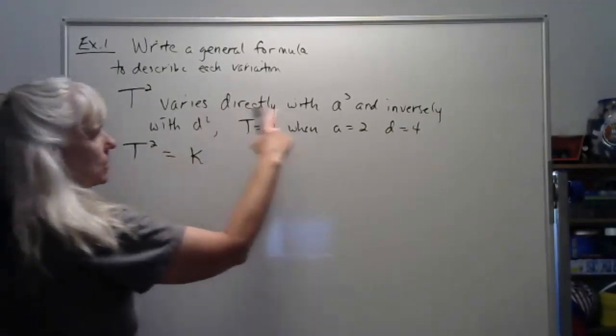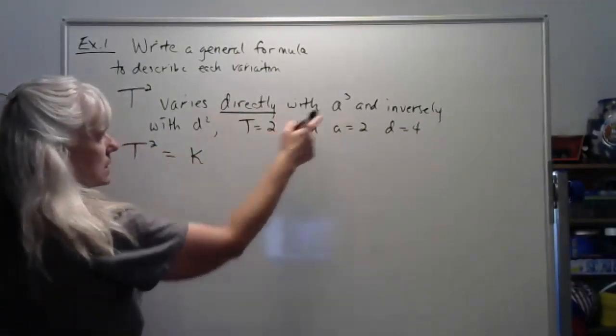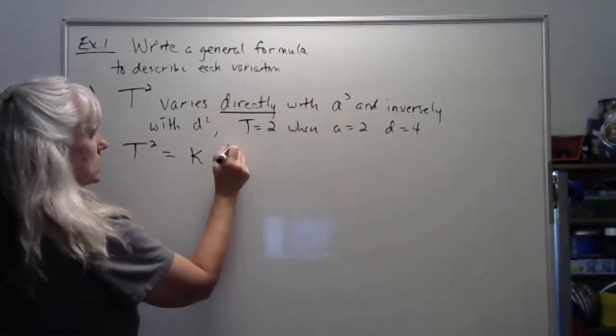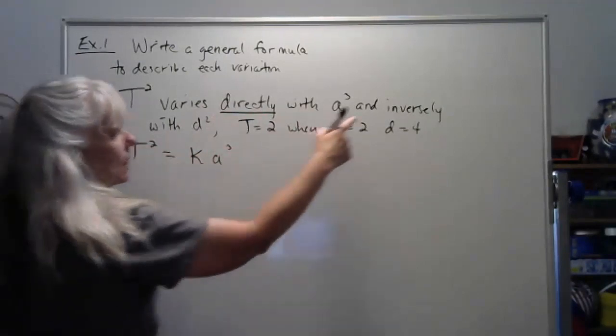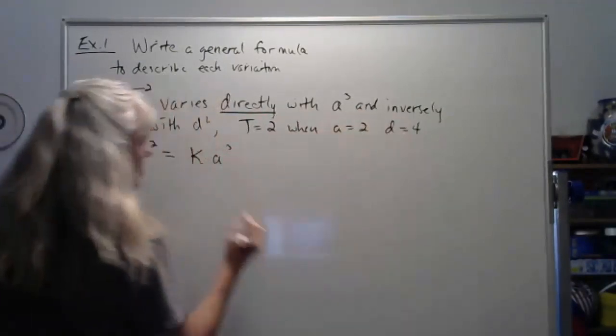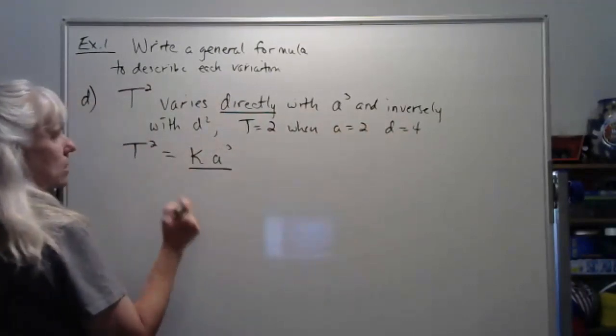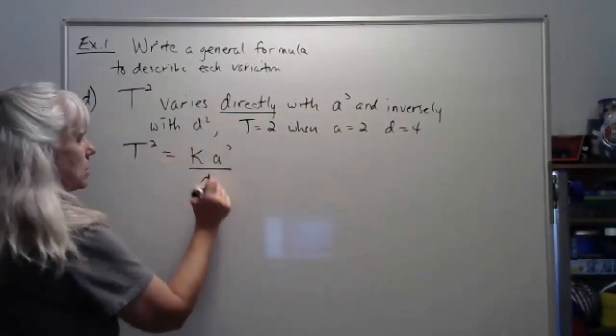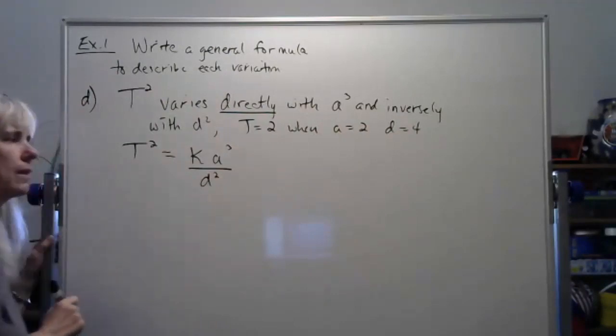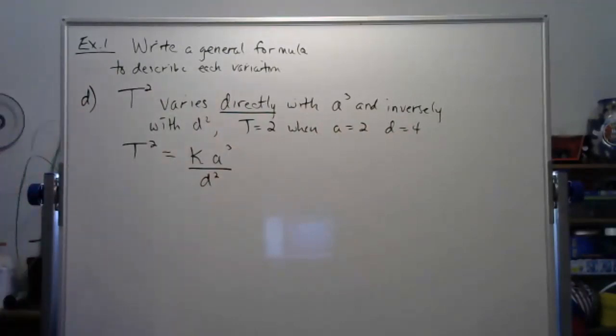Now the first thing I read from left to right is the word direct. So that tells me that the A cubed is going to go right next to the K. The next thing we see after the "and" is inversely. So that means I now go to the denominator and write anything else in the denominator. That would be D squared. So there's our equation. Now we can plug our numbers in.